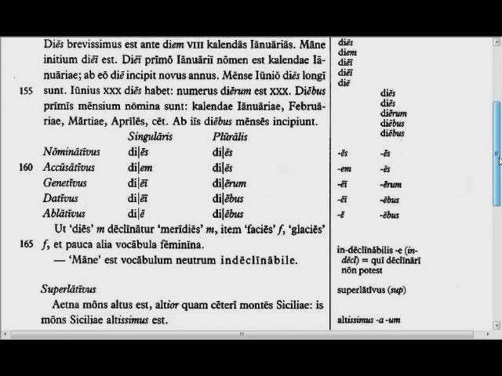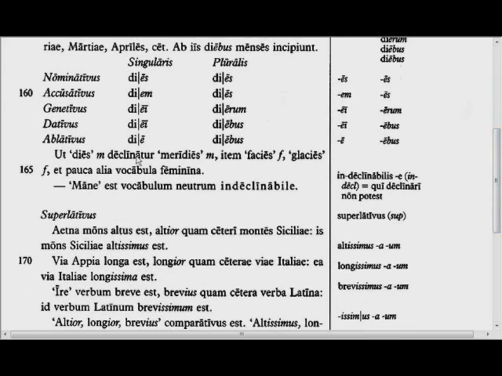Okay, so like dies is declined meridies, another masculine noun. Likewise, some feminine nouns like facies and glacies, ice, and a few other feminine nouns. Mane is an indeclinable neuter noun. Indeclinable means qui declinari non potest, which is not able to be declined. So you can't add endings to mane.